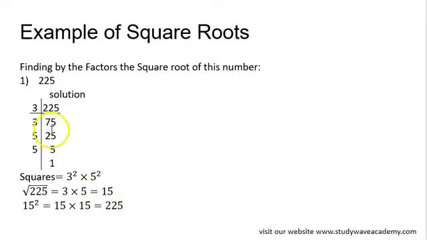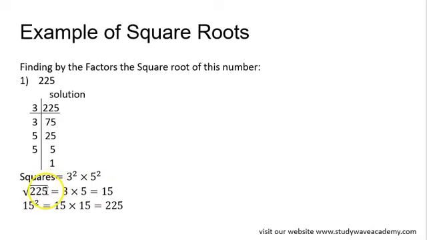How did we get this 15? We first of all look for the factors of 225 to make it easier for us. And when we looked for the factors, we got 3 times 5. And 3 times 5 is 15. So when we multiplied 15 by itself, it gave us 225. So these are the factors of 225, and this is the square root of 225.